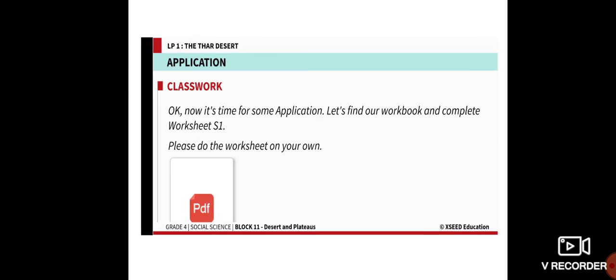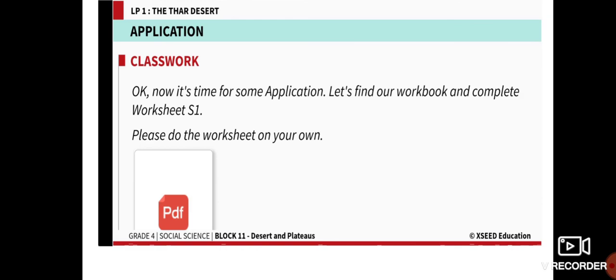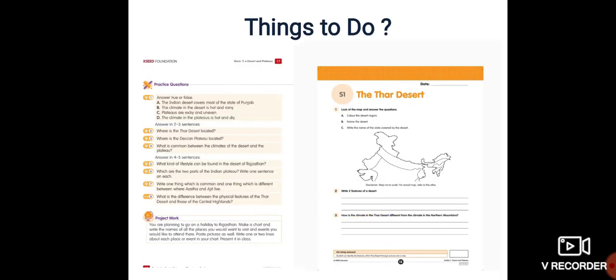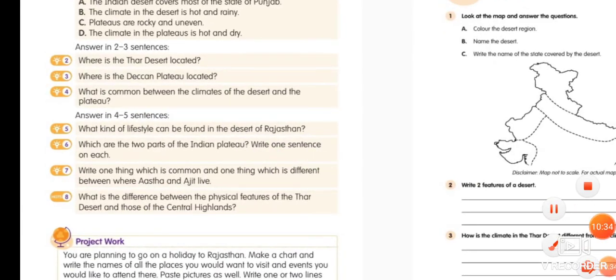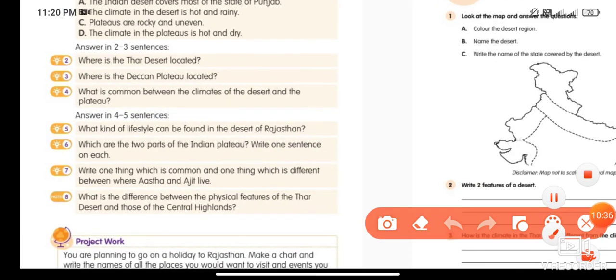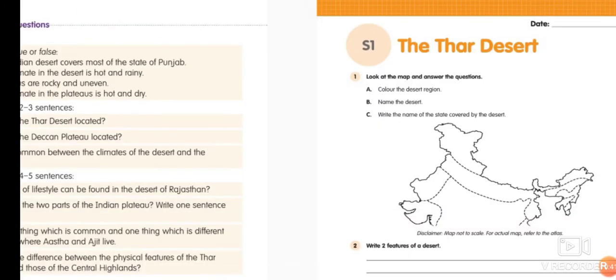All right, so things to do for today. You have to finish your worksheet S1, and then you also have to do your practice question number 2: Where is the Thar desert located? Along with the worksheet S1.